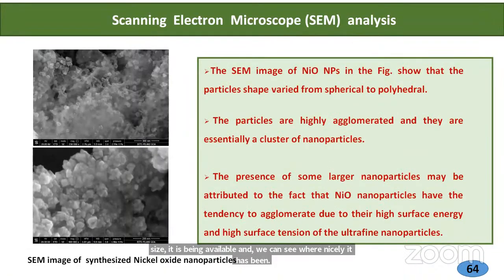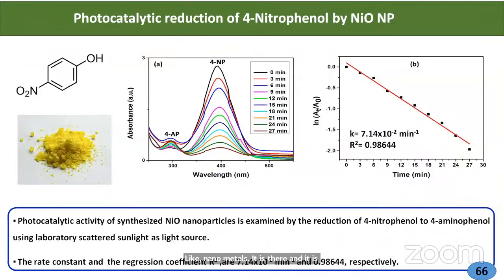Again, the scanning picture shows highly agglomerated nanomaterials. I'm not going into much detail on that. With these nickel oxide nanoparticles, we examined 4-nitrophenol, and it has been reduced to 4-aminophenol using laboratory scattered sunlight.